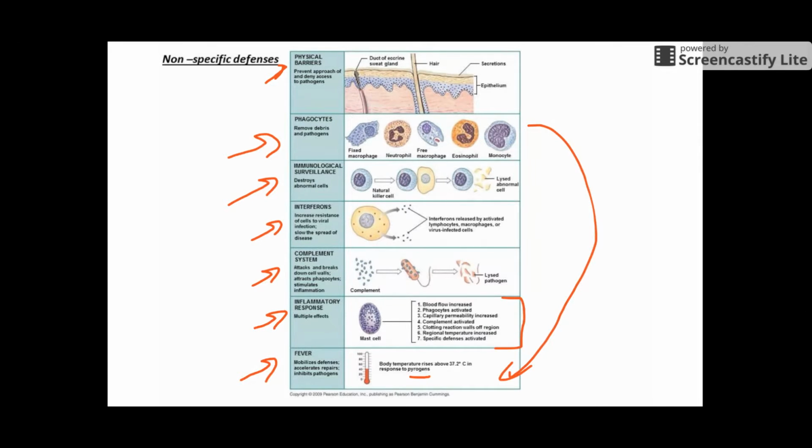The idea is that it mobilizes defense and stimulates the immune system. It can accelerate repairs. Remember, chemical reactions typically work faster when you heat them up. And sometimes it can actually damage the pathogen. Some pathogens are sensitive enough to temperature that they'll be destroyed that way. So on the whole, the most important thing you guys got to know about this slide is that these are referred to as the non-specific defenses. They're called non-specific because they do not target any specific antigen. They're just a general defense.